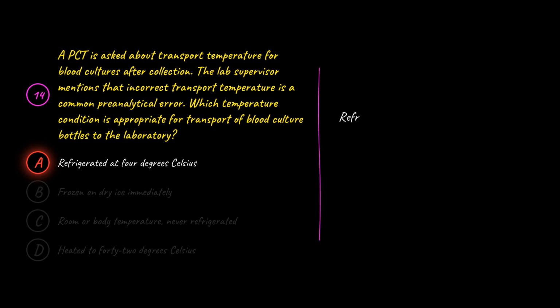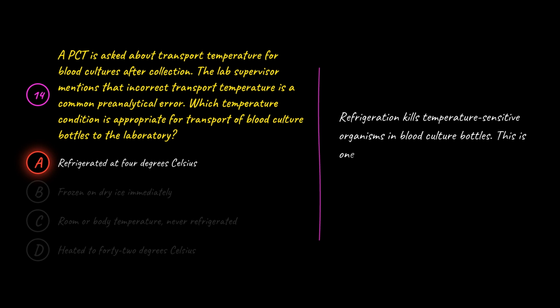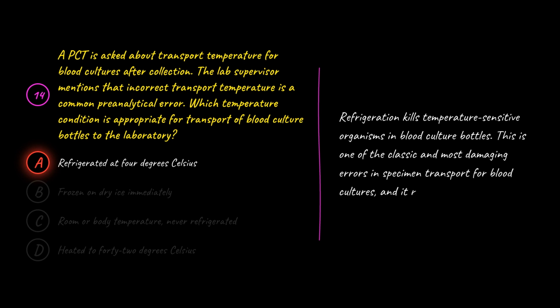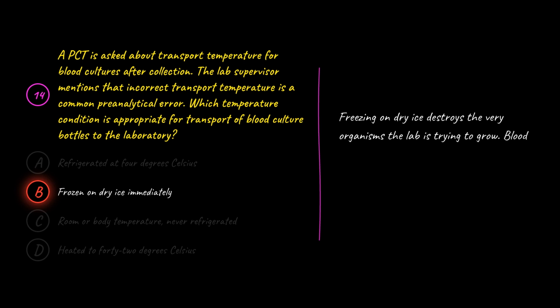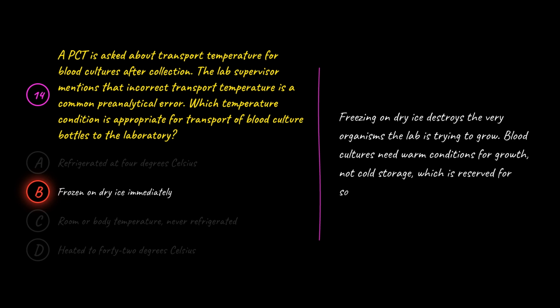A is wrong because refrigeration kills temperature-sensitive organisms in blood culture bottles. This is one of the classic and most damaging errors in specimen transport for blood cultures, and it results in false negative results. B is wrong because freezing on dry ice destroys the very organisms the lab is trying to grow. Blood cultures need warm conditions for growth, not cold storage, which is reserved for some specific reference lab analytes.